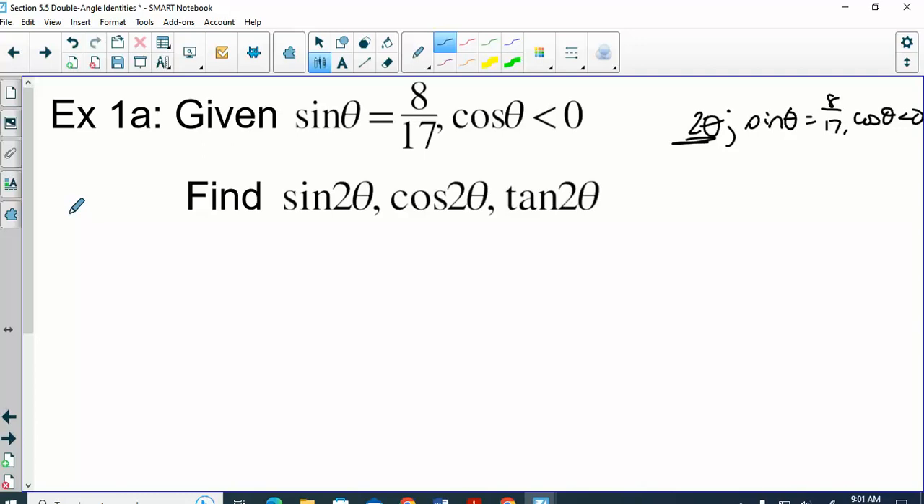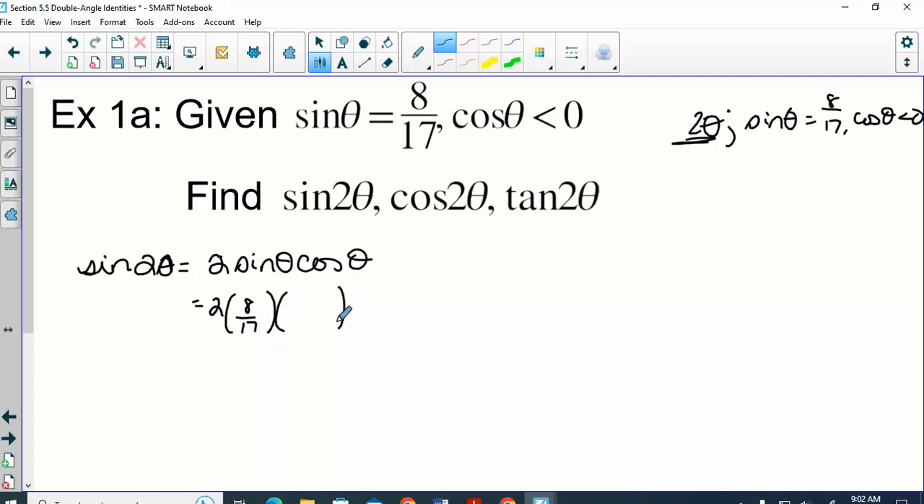All right, so let's start. When I need sine 2 theta, there is only one option for that formula. Sine 2 theta is, if you look at your formula, 2 sine theta cosine theta. All right, there's a problem. I currently know sine is 8 over 17, but do I have cosine? No, so we have to find cosine.